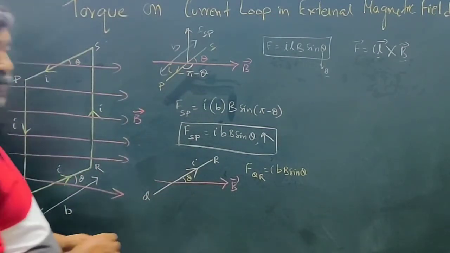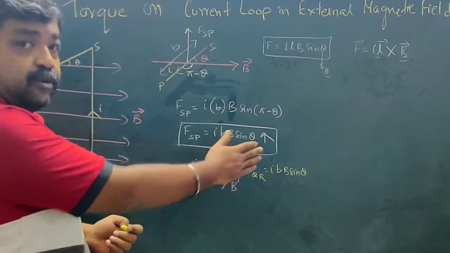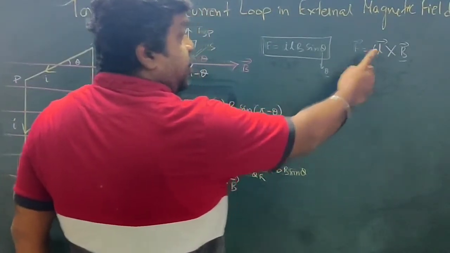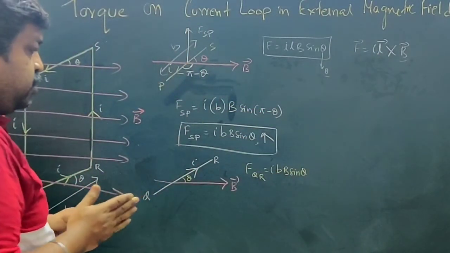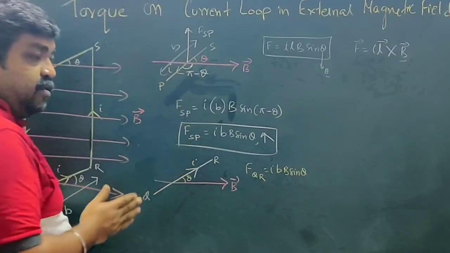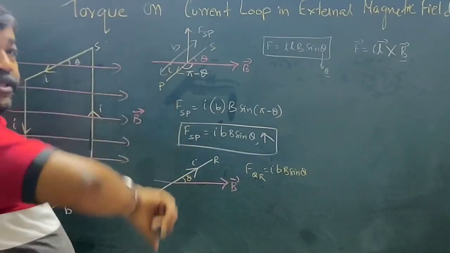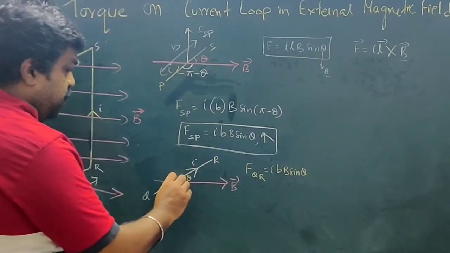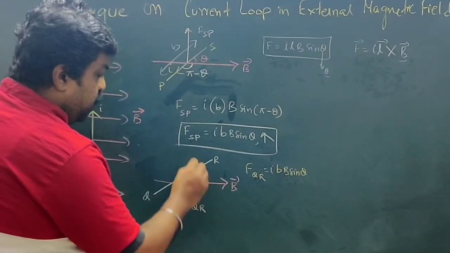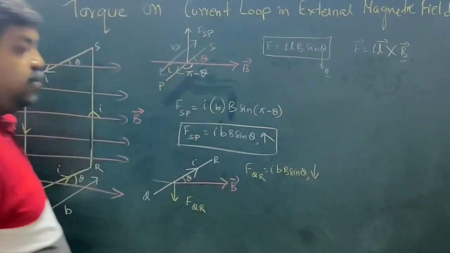Now what about the direction? Current is going in this direction, so length is in this direction, because current and length are in the same direction. IL, L is in the direction of I. So length is in the inward direction, B is in this direction, so IL cross B will be in the downward direction. So the force on this part, F QR, is in the downward direction.